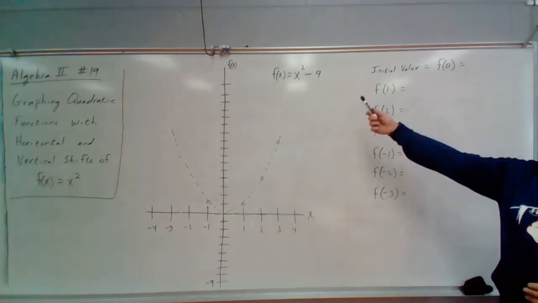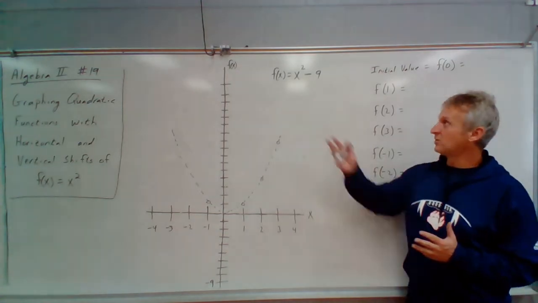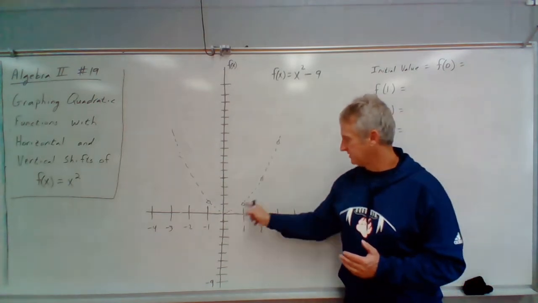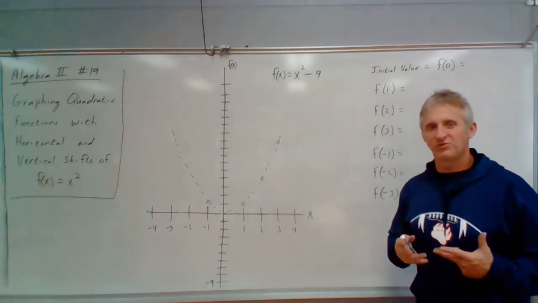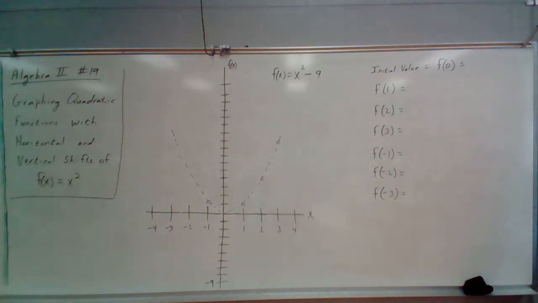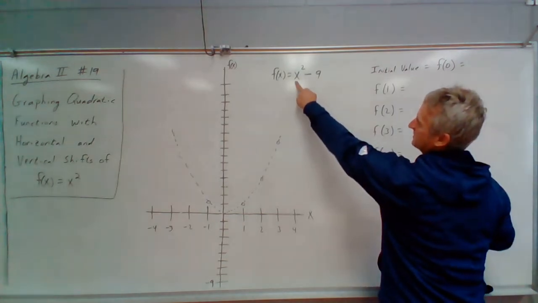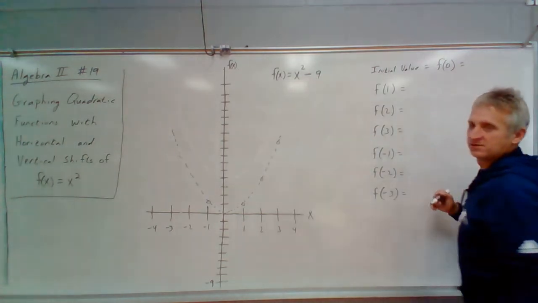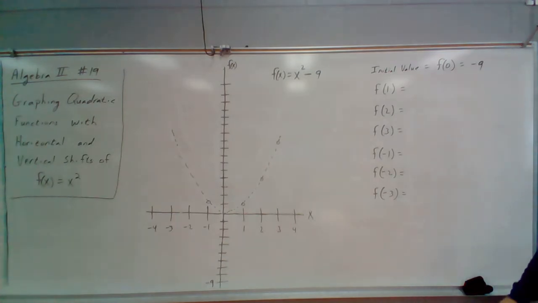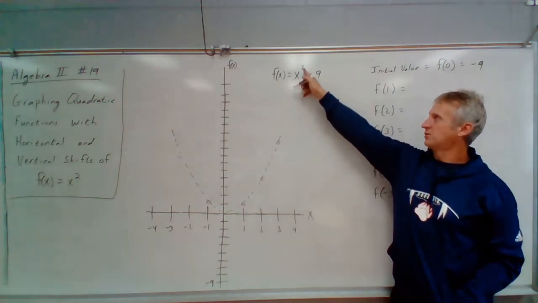All right, so let's graph f of x equals x squared minus 9. Based on the previous example, you can probably guess what this minus 9 will do to this original parabola. What do you think it's going to do? All right, let's graph some points and find out. Let's find the initial value. Remember, initial value means f of 0. So if I plug 0 in for x, I would have 0 squared minus 9, which would be negative 9. If I plugged in 1 for x, 1 squared is 1.